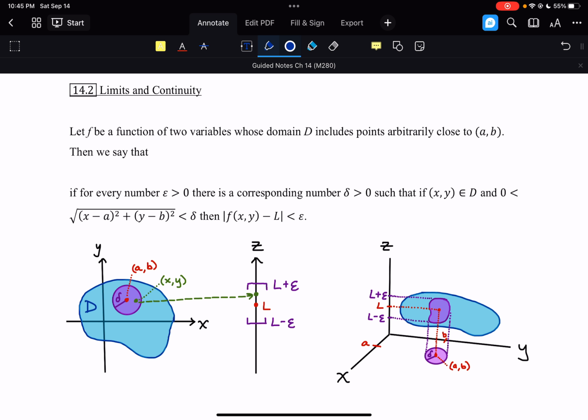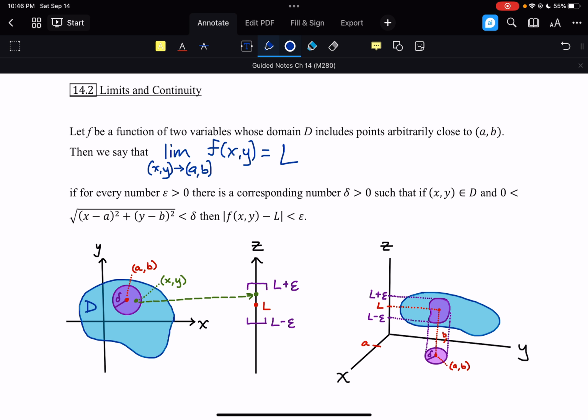Then we say that the limit as (x, y) approaches (a, b) of f(x, y) equals L. So notationally, there's not a lot changing about the limit notation. So instead of the limit as x approaches a of f(x) equals L, we get the limit as (x, y) approaches (a, b) of f(x, y) equals L. So we're just adding in that second variable.